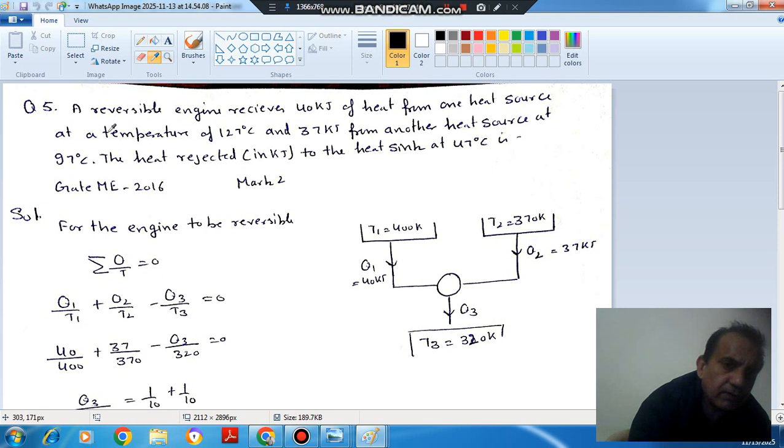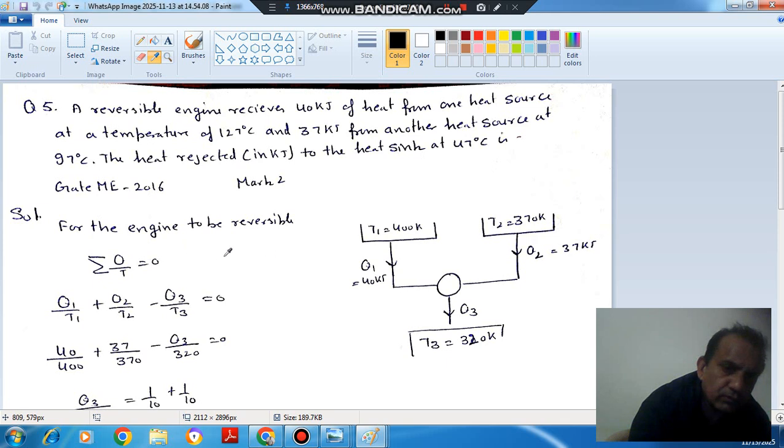Next question, question number 5. A reversible engine receives 40 kilojoules of heat from one heat source at temperature 127 degrees Celsius and 37 kilojoules from another heat source at 97 degrees Celsius. The heat is rejected to a heat sink at 47 degrees Celsius.